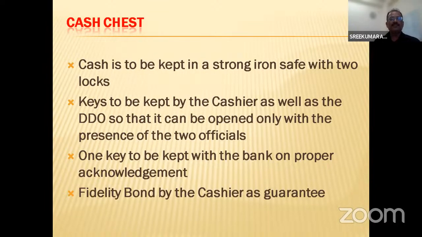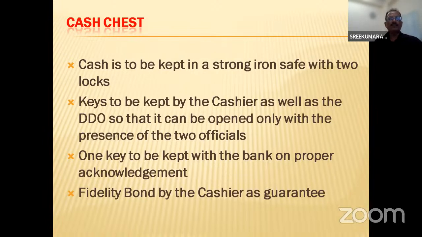And these keys are to be kept by the cashier as well as the DDO so that it can be opened only with the presence of the 2 officials. So these 2 duplicate keys have to be there. One of the locks' key will be with the cashier and the other lock's key will be with the DDO. Only when these 2 officials are there, the cash chest can be opened.